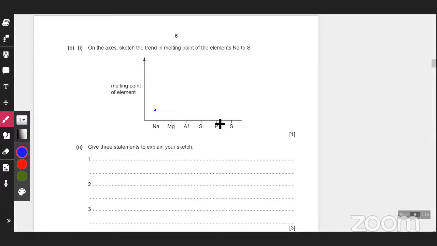Now, on the axis, sketch the trend in melting points of the elements sodium to sulfur, and you have to explain the melting points. Na is around 97. The melting points increase to magnesium, then aluminium, then silicon has a very high melting point. So it's going to look something like this, and then it drops all the way from phosphorus, and then slightly rises at sulfur. There's going to be Cl2, and then there's going to be argon. So the melting point would further drop actually.